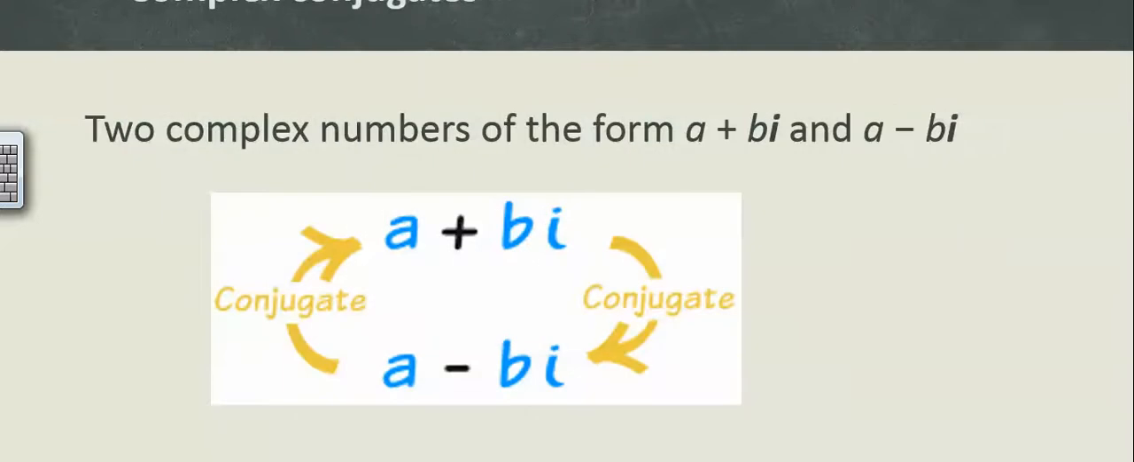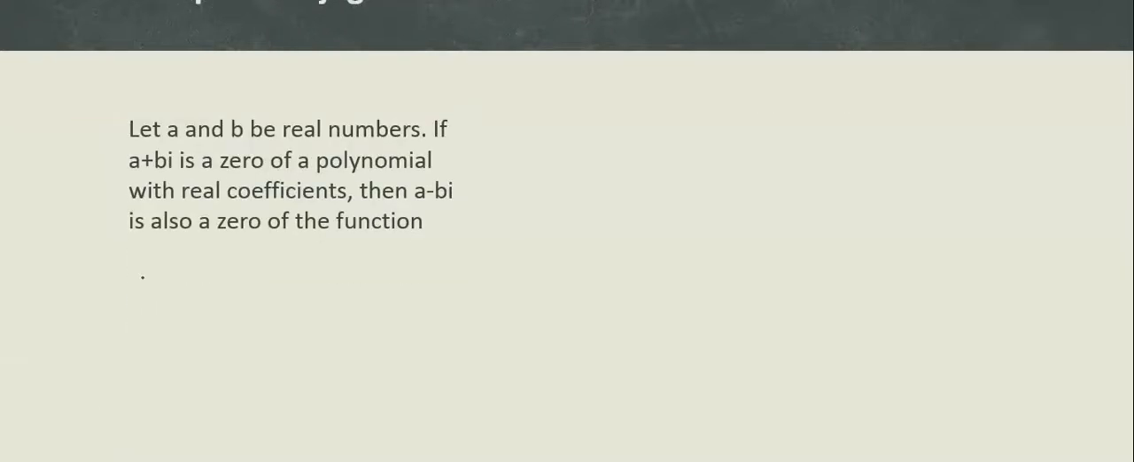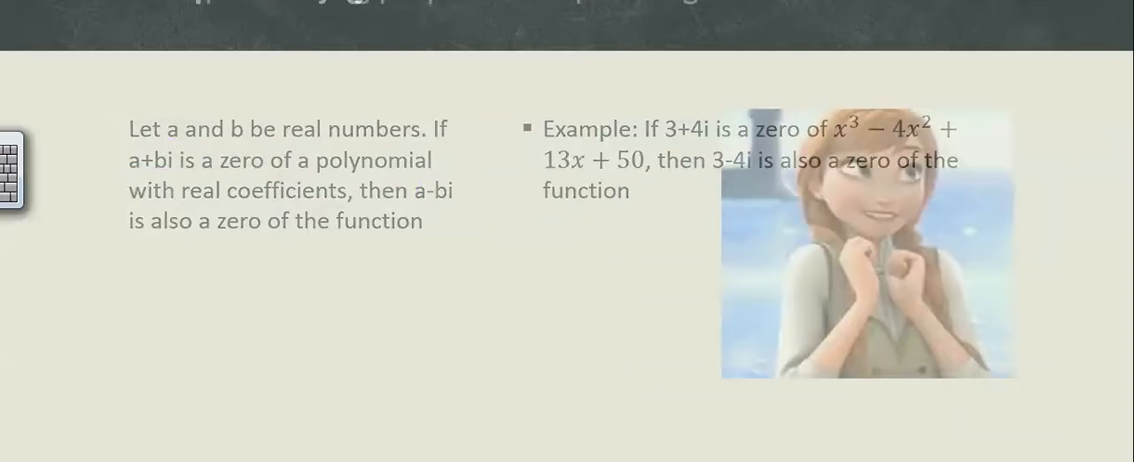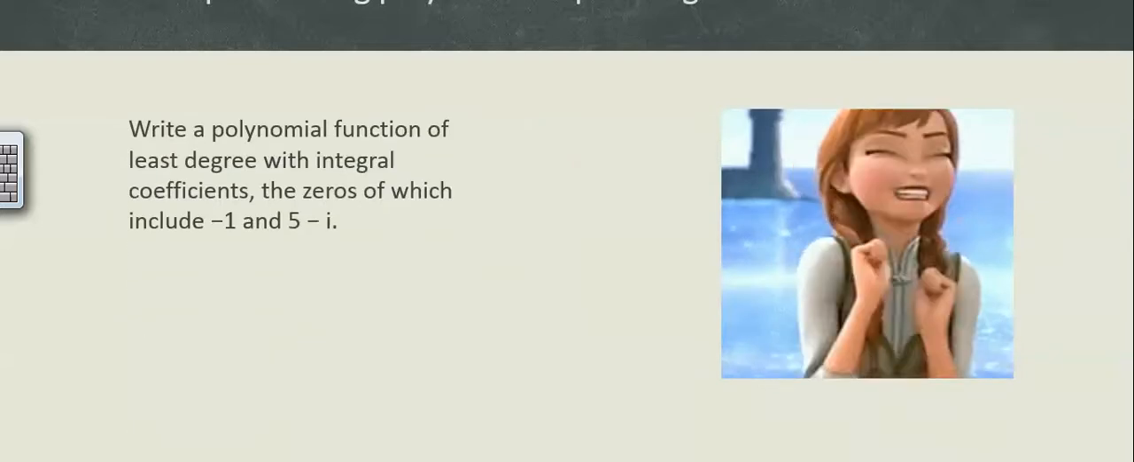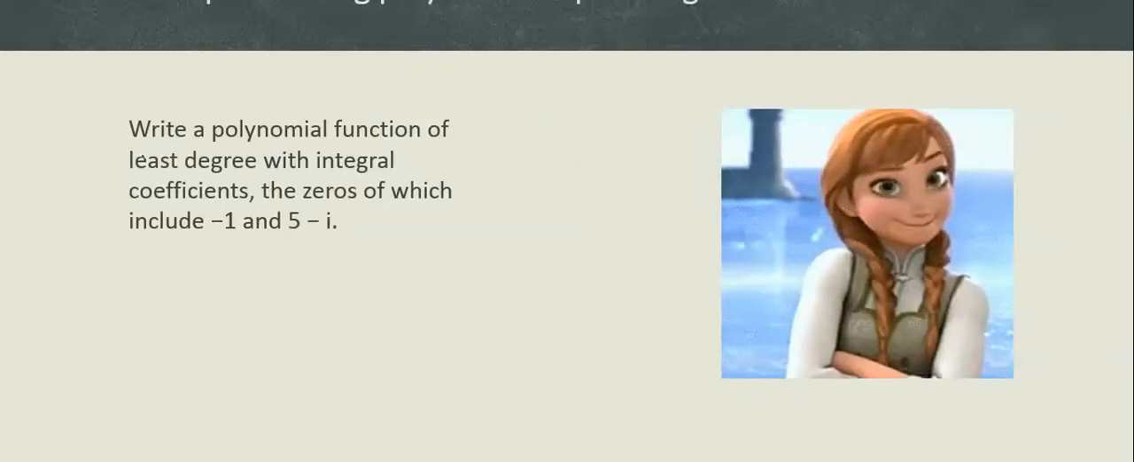The last thing that we did in 5-7 was to talk about the complex conjugate theorem. So it just says that if a plus bi is a zero, that means a minus bi is a zero. Okay, so if I give you a plus bi, you should automatically know that a minus bi is also a zero. And here's an example of that. We did this one in class. I'm going to go ahead and work it out again.